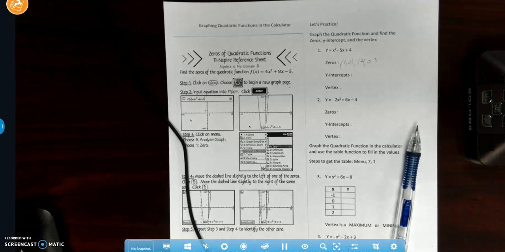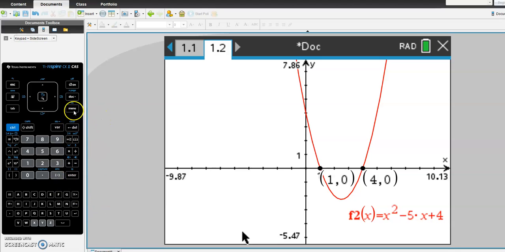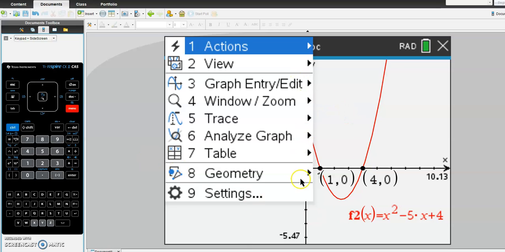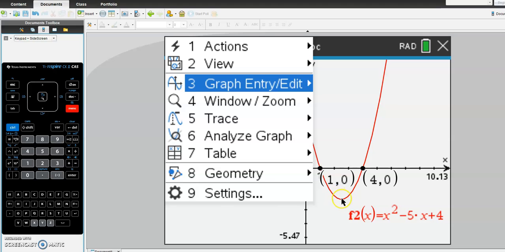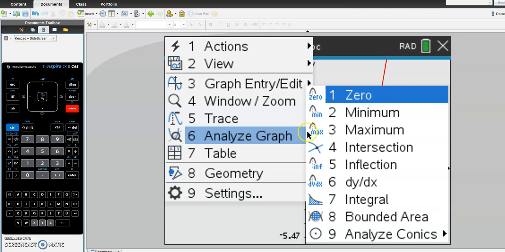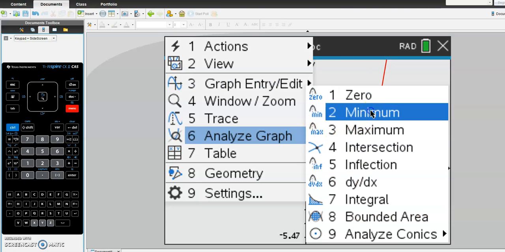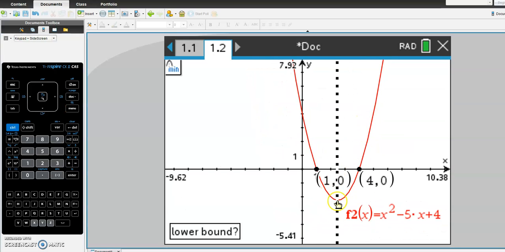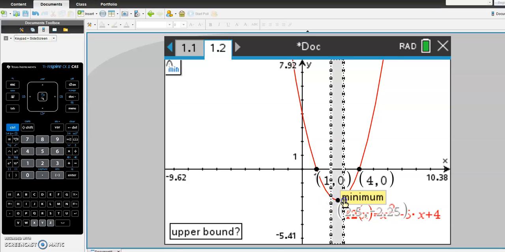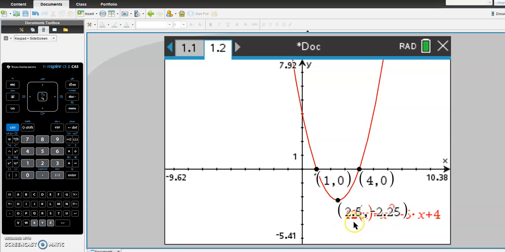Let's find our vertex. Again, we're going to use the menu function. Now, if you look at our graph, it is facing upward, which means that we have a minimum. So we're going to go to Analyze Graph. We're going to find the minimum of the graph, lower bound. So the left side of the vertex, there's your vertex. The left side's over here, right side is over here. Press Enter, and we see that our vertex is at 2.5, negative 2.25.